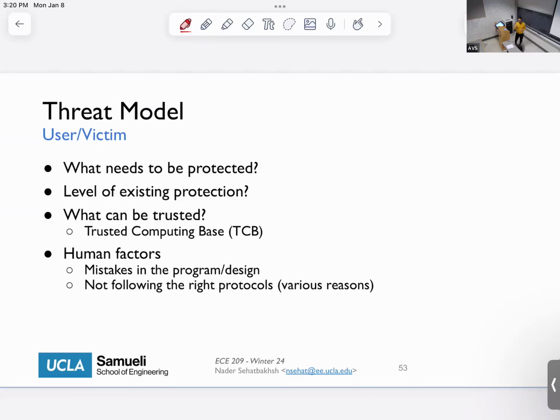And finally, human factors on the user level. We need to understand whether human factors play a role. For example, in this Vegas casino example, the reason the hackers managed to attack the systems was purely human mistakes. This is called social engineering. It's like somebody calls you and says, oh, I'm the manager of this group and that group, change the password of the website.